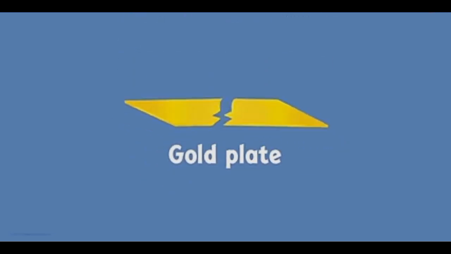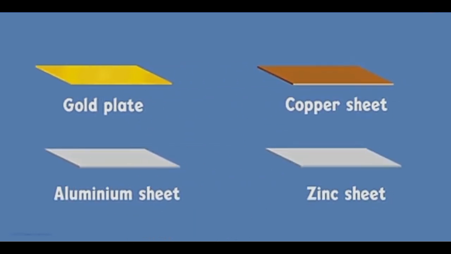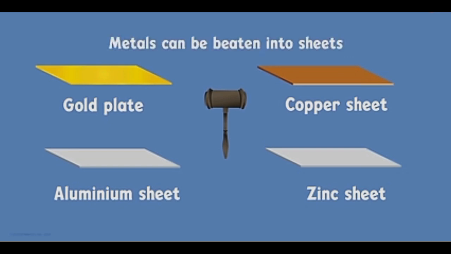How do you think huge aluminum sheets are made, or sheets of copper or zinc? If I take a hammer and beat, will they break or turn into sheets? It is the amazing property of metals to be beaten into sheets. We call this property the malleability of metals. Most metals can be beaten into thin sheets.